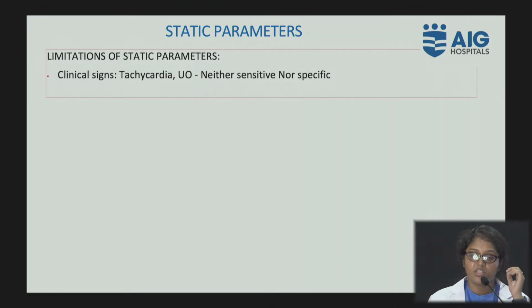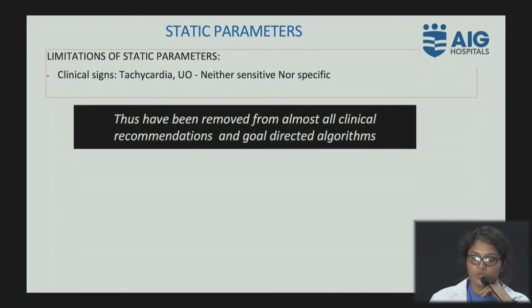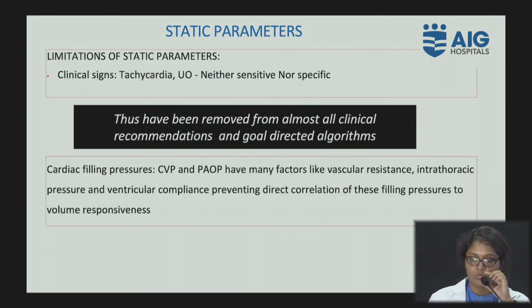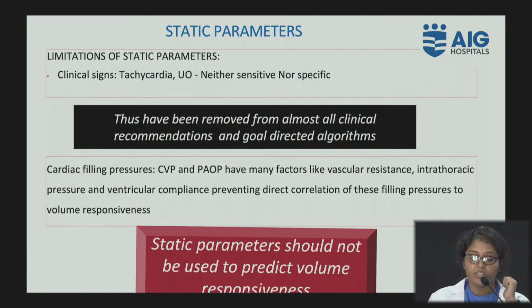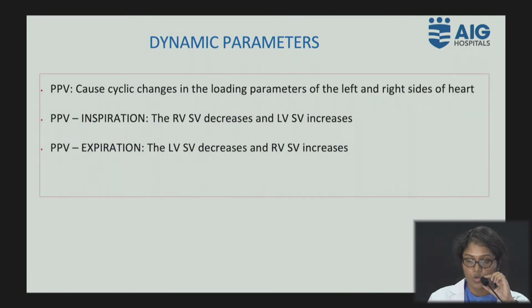So limitations are that these are neither sensitive nor specific, and hence have been removed from almost all clinical recommendations and goal-directed algorithms. Coming to CVP and pulmonary artery occlusion pressure, other factors like vascular resistance, intrathoracic pressure, and ventricular compliance affect them. So there is no direct correlation between CVP and fluid responsiveness. So static parameters should not be used to predict volume responsiveness.